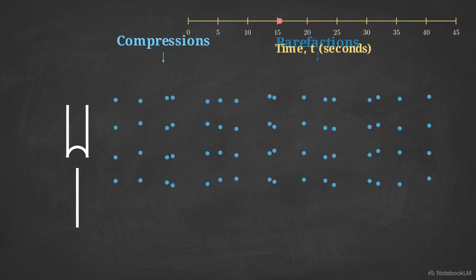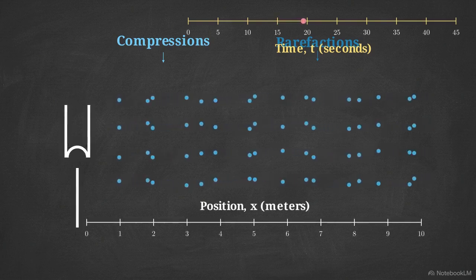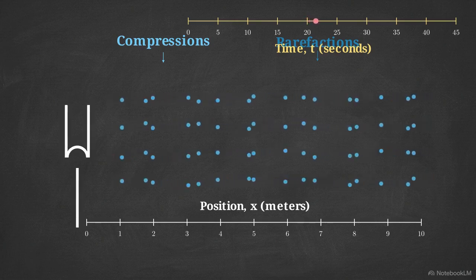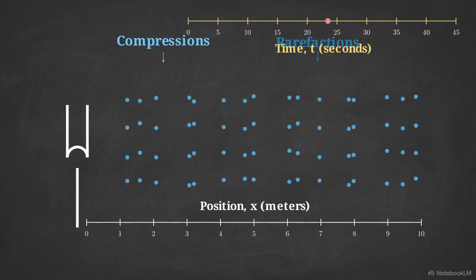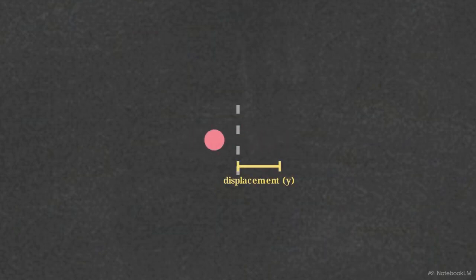To measure this physical movement, we need two foundational axes. The first is time, denoted by a lowercase t, and measured in seconds. The second is the spatial axis, or position, denoted by an x and measured in meters. If we watch a single air particle, it doesn't travel across the room, it just oscillates back and forth. We call this physical distance from its resting state displacement, denoted by the variable y.